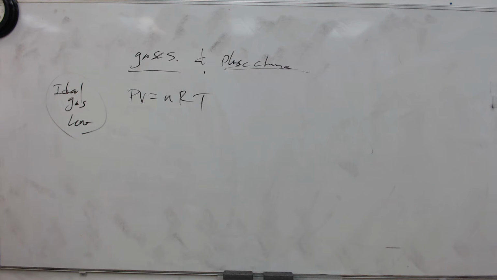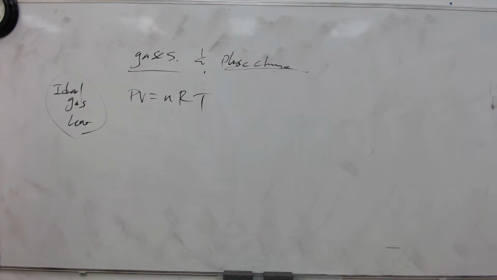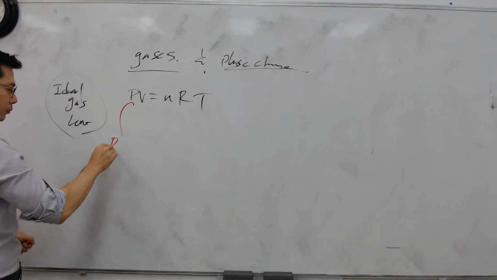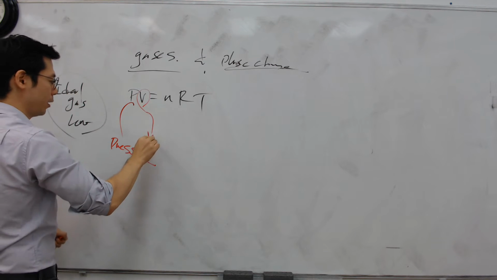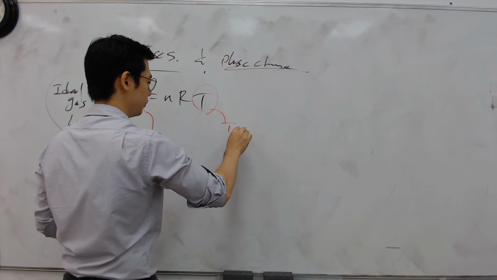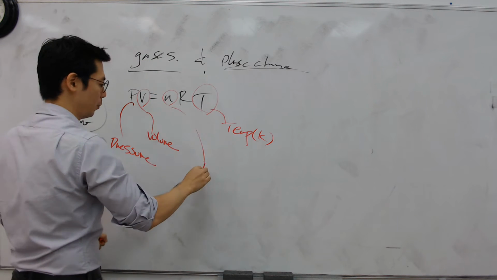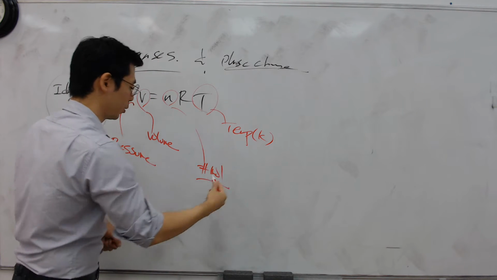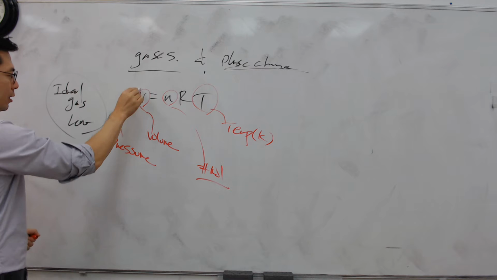So let's take a look at this equation, PV = nRT. P stands for pressure. V stands for volume. T stands for temperature, and it must be in Kelvin. And n stands for the number of moles of gas, number of particles. That's basically what these symbols represent.